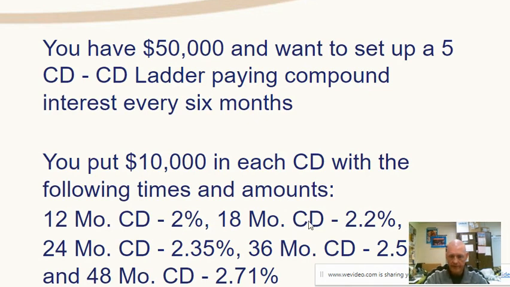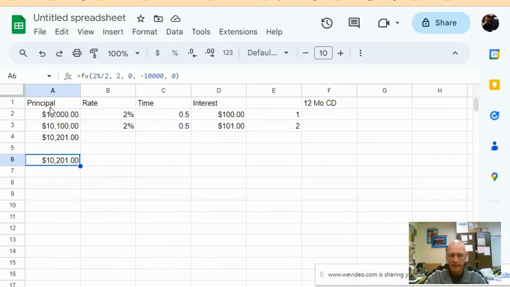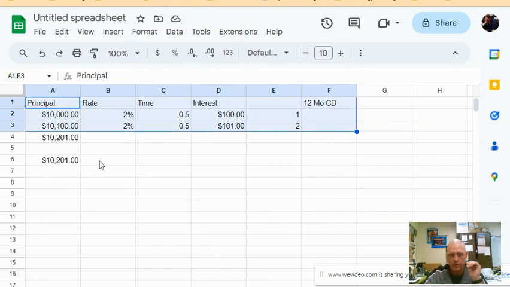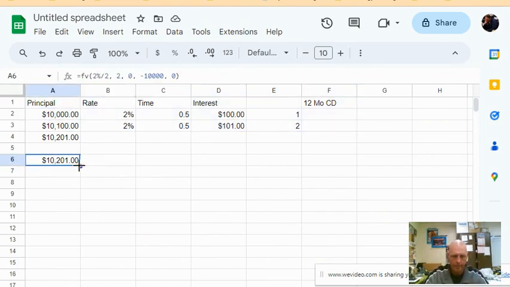Next up, 18 months. Now, you guys get the idea of principal times rate times time. The 18-month one would be 3, the 2-year would be 4. I'm going to skip doing it the long way, and I'm just going to do it the future value way.